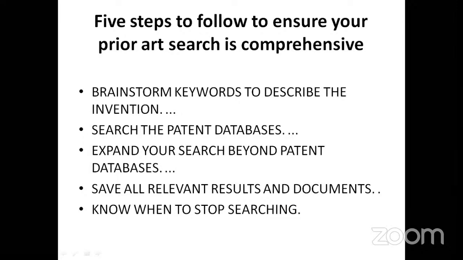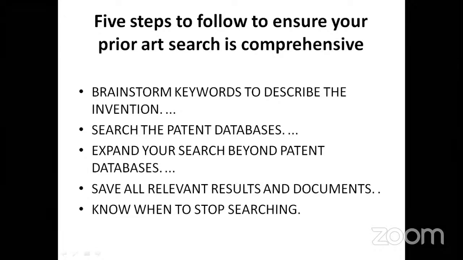Now, coming back to prior search, there are 5 important steps you have to follow. First, brainstorm keywords. Usually, as all of you know, you use Google. When you use Google, you have to use keywords. If you use the wrong keywords, you will get something else. So before you use it, you brainstorm keywords to describe the invention. Your keywords should be as near to the invention as possible. I'll give an example here.